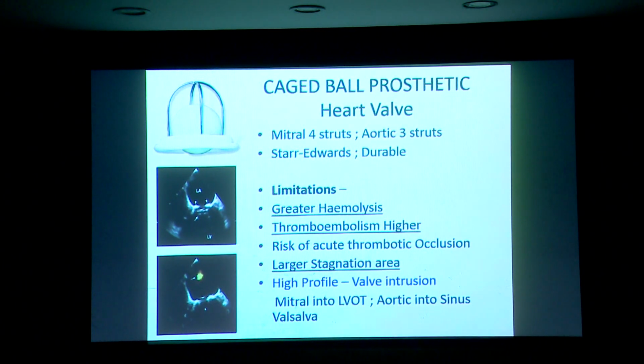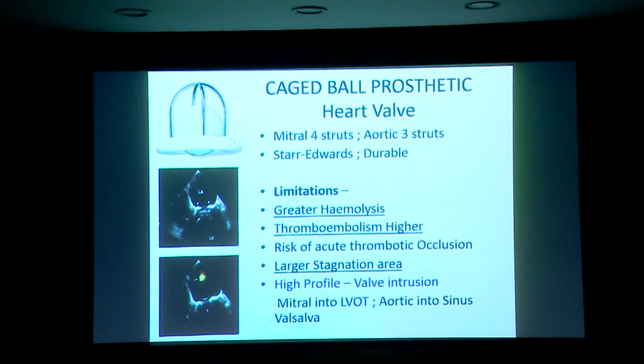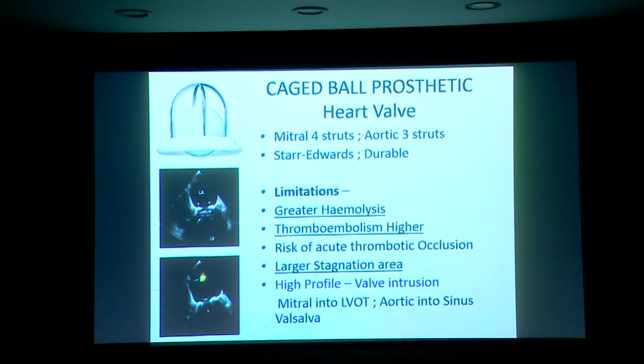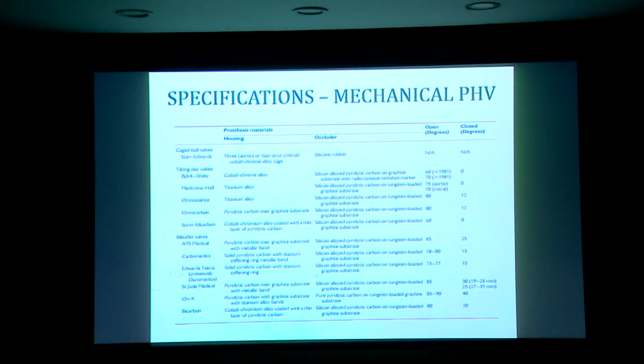One of the most important limitations is the high profile of the valve. So if you put the valve in the mitral position, there is a possibility it can obstruct the aorta. If you put it in the aortic position, there is a possibility, if not placed well, that it can obstruct the sinuses as well. So there are different specifications of various valves; different companies make them.